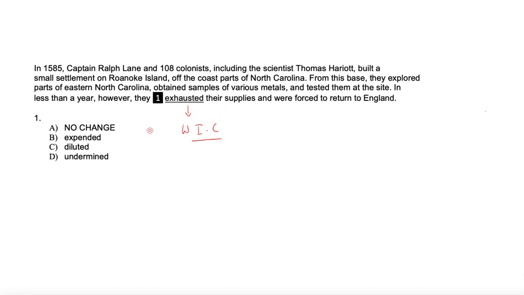Let's have a look at the option choices. No change: expended their supplies. Expended is not the right word over here. Expended is basically used in economics. Diluted their supplies. You don't use diluted with supplies. That's wrong. Undermined their supplies. No, basically they were running out of their supplies. So yes, A is the correct answer.